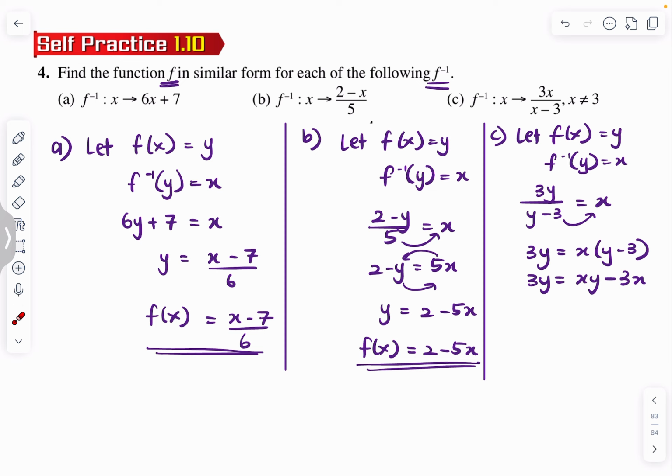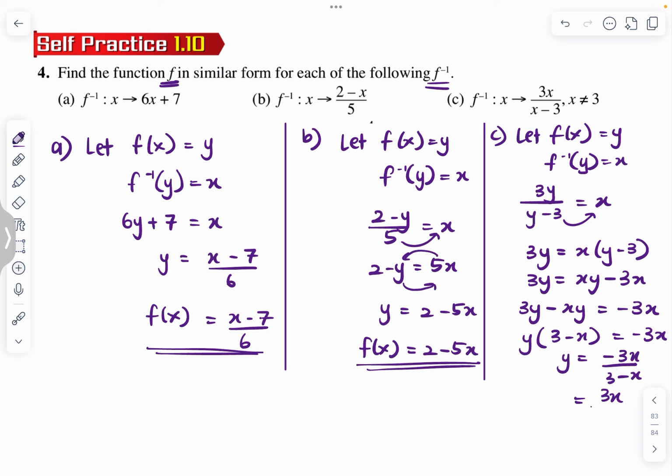So now we need to bring all the terms with y to one side. So 3y minus xy equals negative 3x. Factorizing y, we will get y(3 minus x) is negative 3x. So making y the subject, you will get negative 3x over (3 minus x). If you have a fraction that is negative like this, we usually try to make it positive. So you multiply top and bottom by negative 1. So we get 3x over (x minus 3).